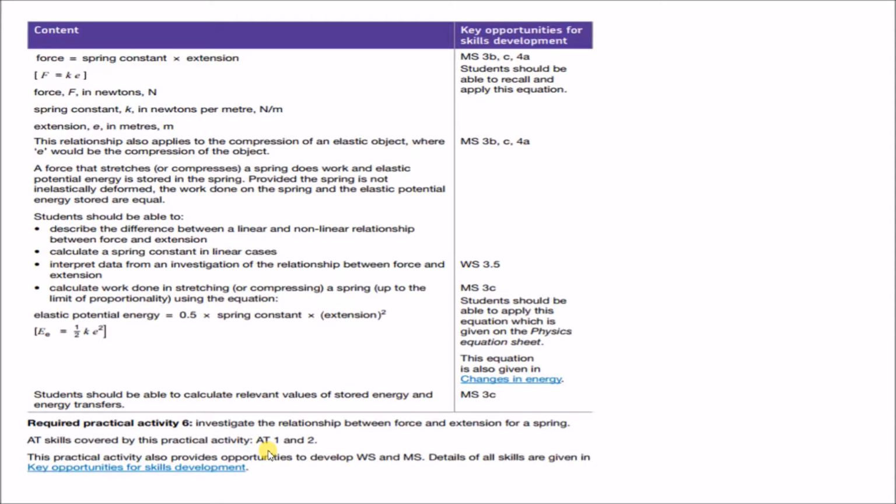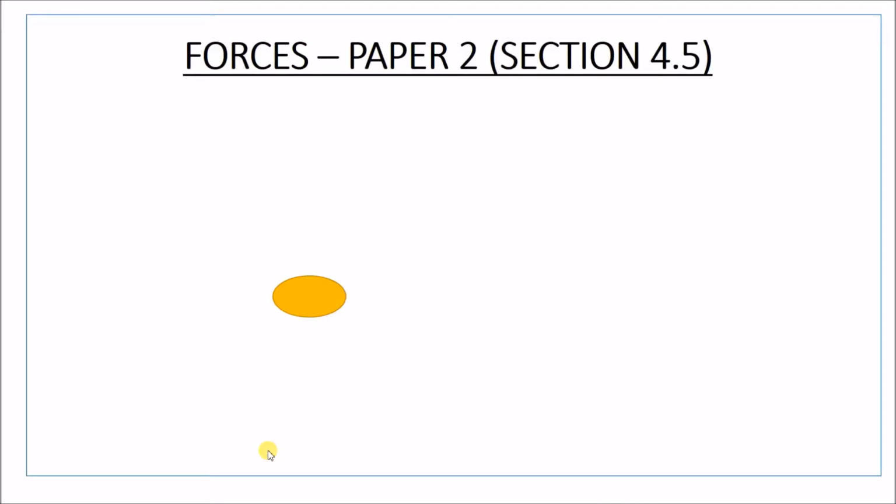You need to be able to use the two equations for both elastic potential energy and force equals the spring constant times the extension. And you also need to know about the practical activity, which is a required practical. It's required practical 6, and that is the relationship between force and the extension of a spring, which is Hooke's law. Okay, so if we start on forces, the first thing is, what is a force?